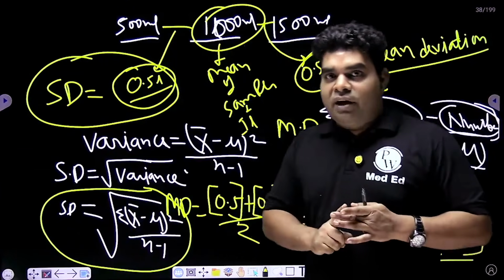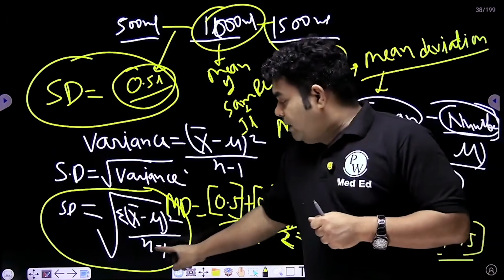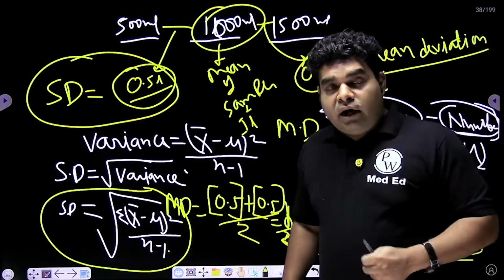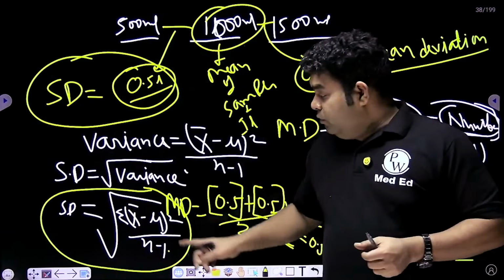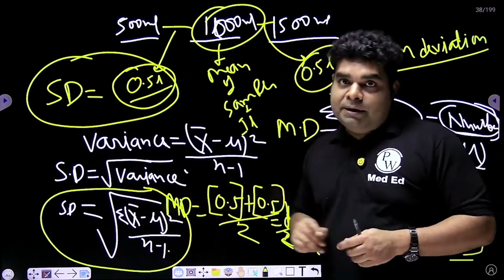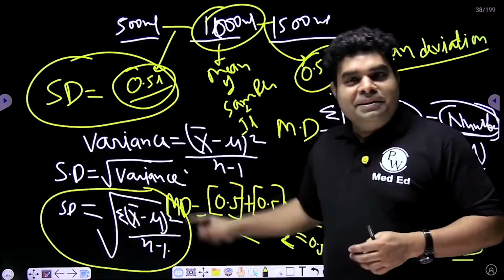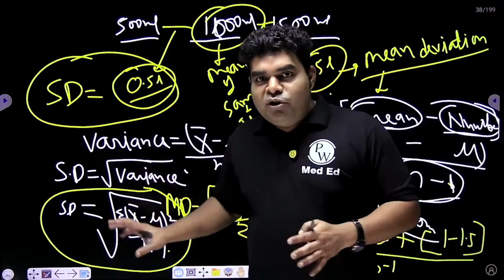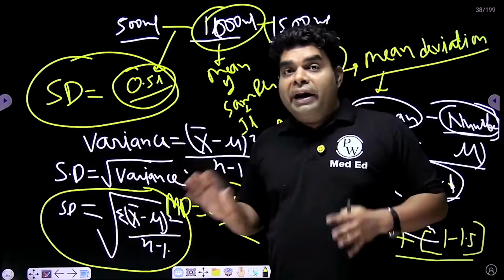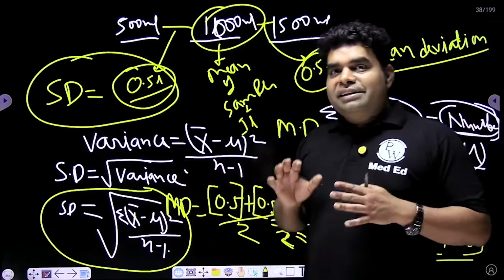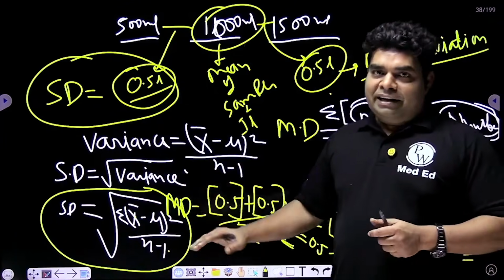The first character of the story was that degree of freedom is n minus 1. The second character was to remove minus sign, we did square of mean minus number. And the third character was to remove square sign, we did under root. So they never gave numerical on this formula, but they ask you to identify the formula, and you can easily identify it if you remember these 3 characters.